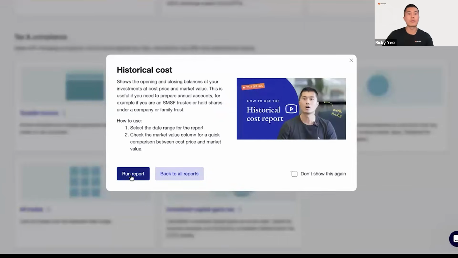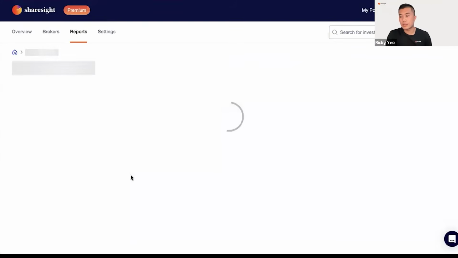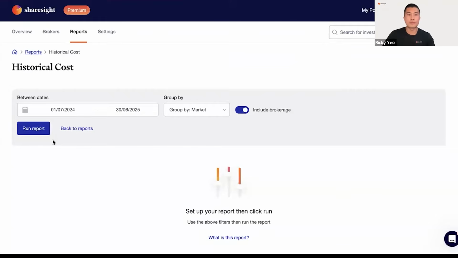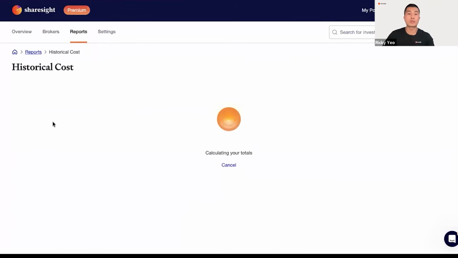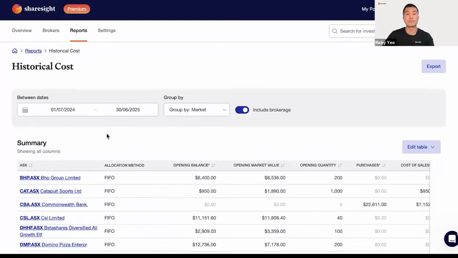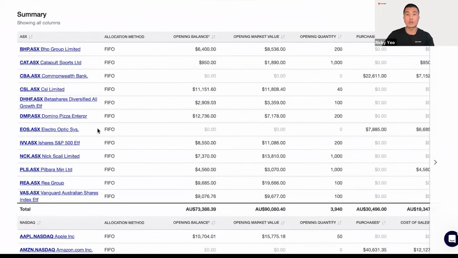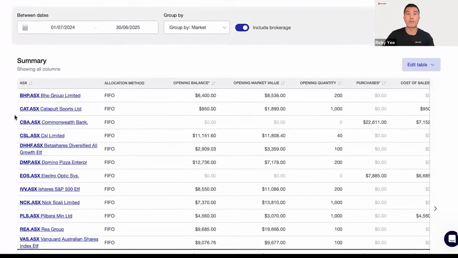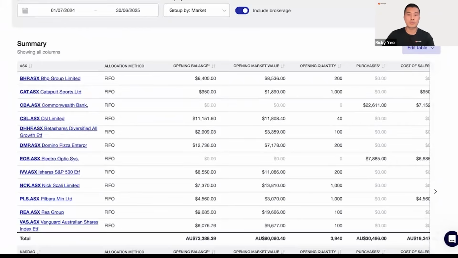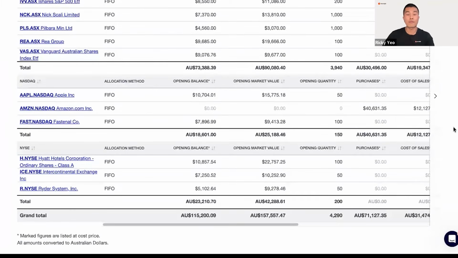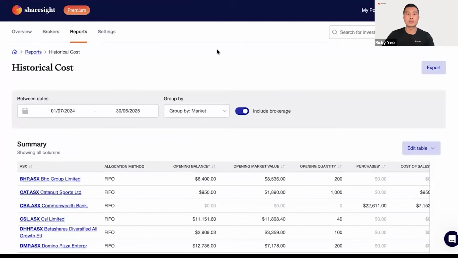If you have clients that have an SMSF, you can run the historical cost report, because this report shows you the opening market values and the closing market values for the financial year. So that is the information you can get from the historical cost report. And I think that briefly sums up all the tax reports you can use on Sharesight. I guess we'll jump into the Q&A.